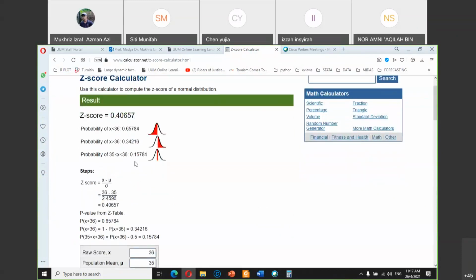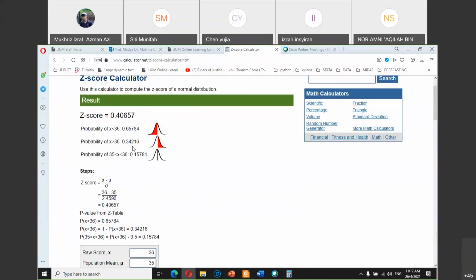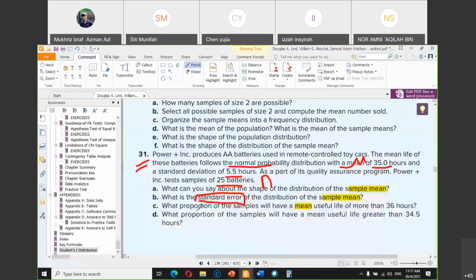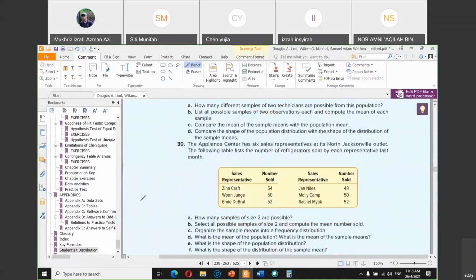So from here you can see already what the possible solutions are, whether it is less than or more than. Your question asks you to calculate more than 36, so more than 36 will be 0.34216. You can check the answer at the back for this question. Let's see whether we get the answer.